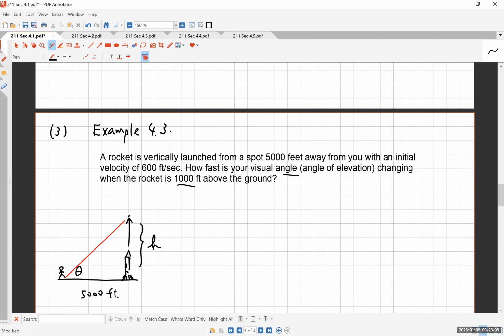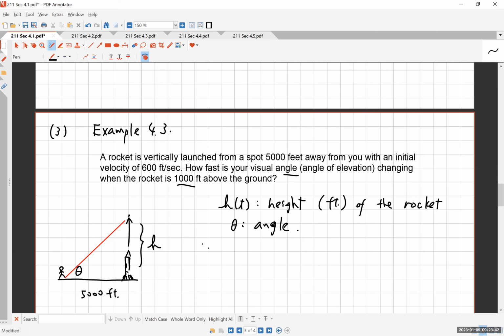You can call this first step drawing the picture, and then of course the next step is to identify what you know, and also give names to these quantities changing with respect to time. Like I have already written down h, so let's say h is the height, in feet, of the rocket. You can also call this the position of the rocket. h of 0 is, of course, 0. And theta is this angle of elevation, the angle at which you're looking up.